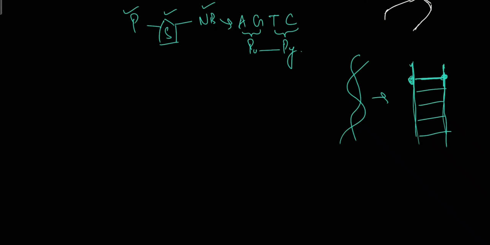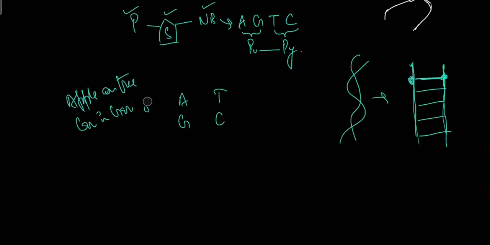And which purine binds with which pyrimidine, that we have to know. Adenine always binds with thymine and guanine always binds with cytosine. This we can remember through an acronym, apple on tree and car in garage. This means A always binds with T and C always binds with G.